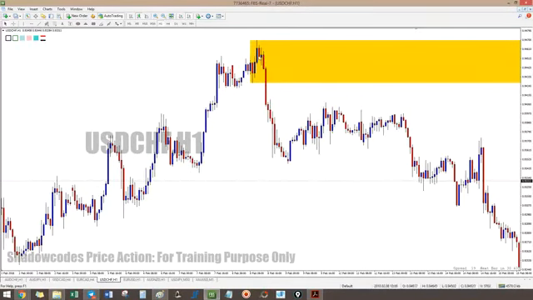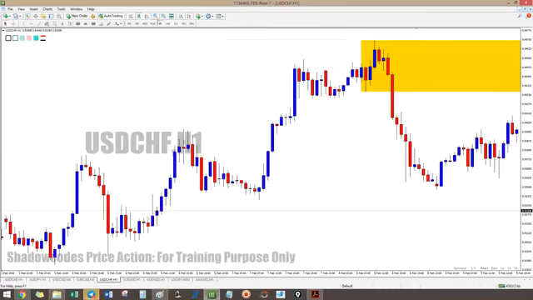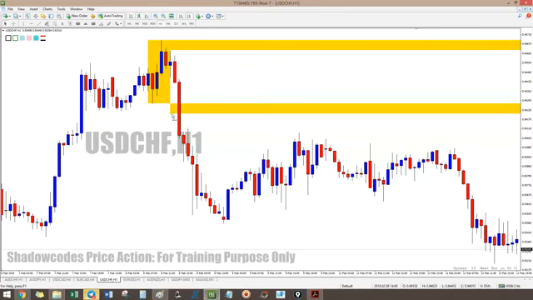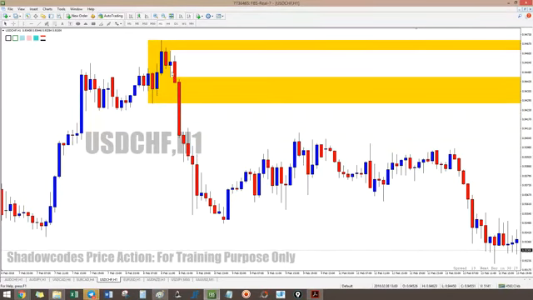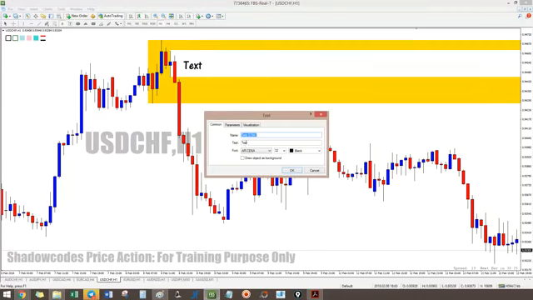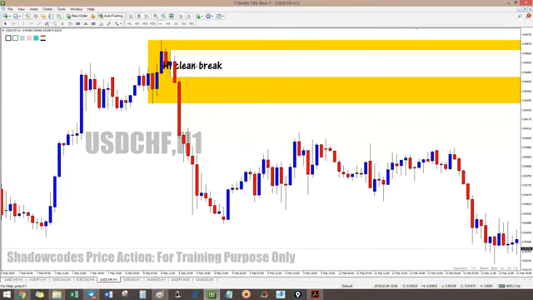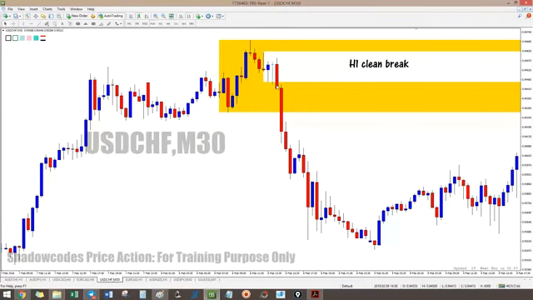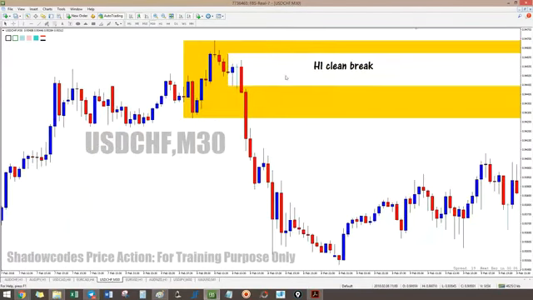Okay, you see this clean break? You take it like this, and then you mark this as H1 clean break. Then M30, do you have a clean break here? Yes, also in the zone of H1, so no need to mark it.